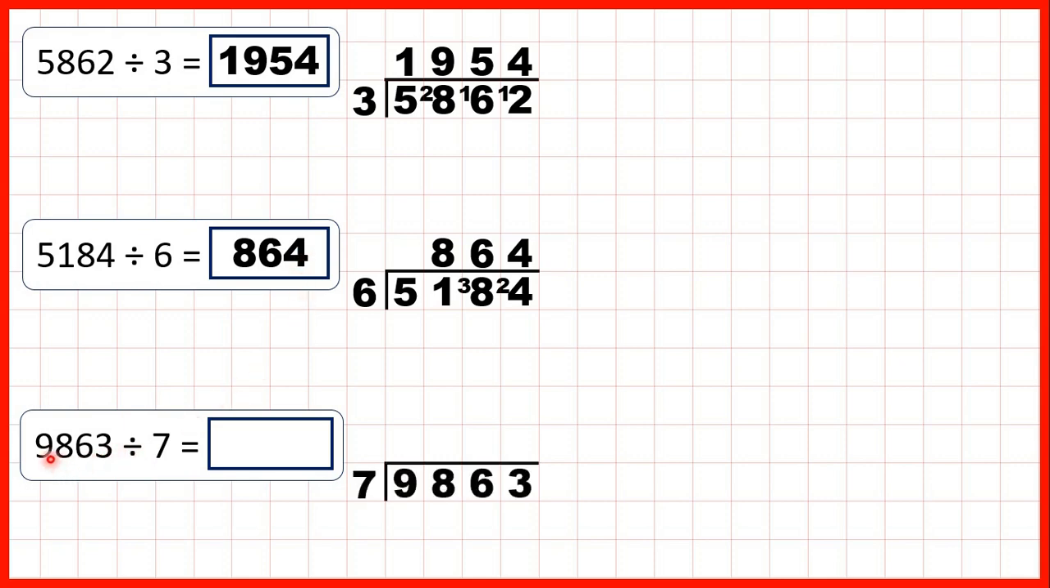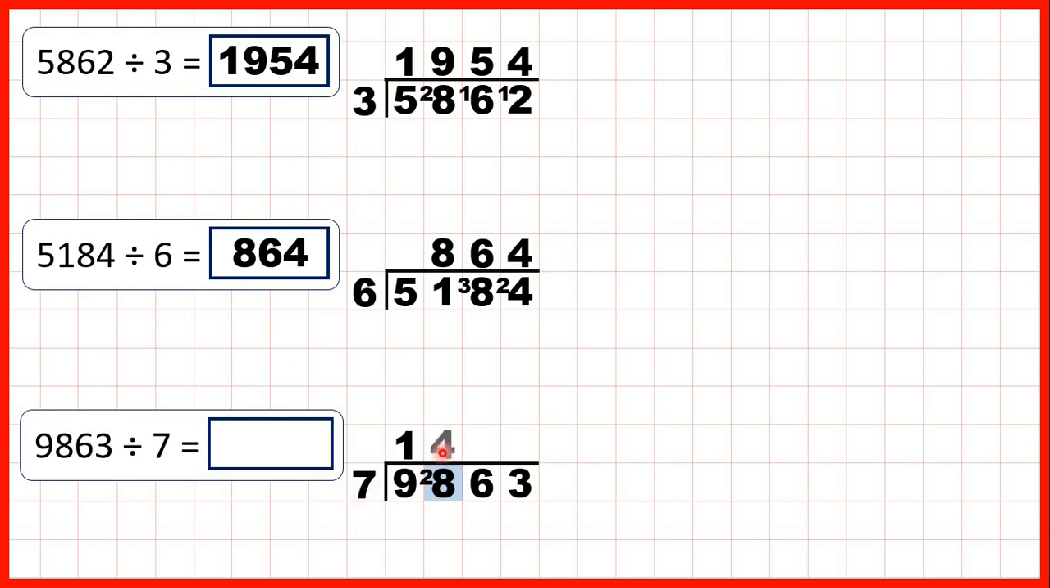Finally, we have 9,863 divided by 7. If we look at the first digit first, we have 9 divided by 7. That's 1 remainder 2, because 1 times 7 is 7, but then we need 2 more to get to 9. Now we have 28 divided by 7.